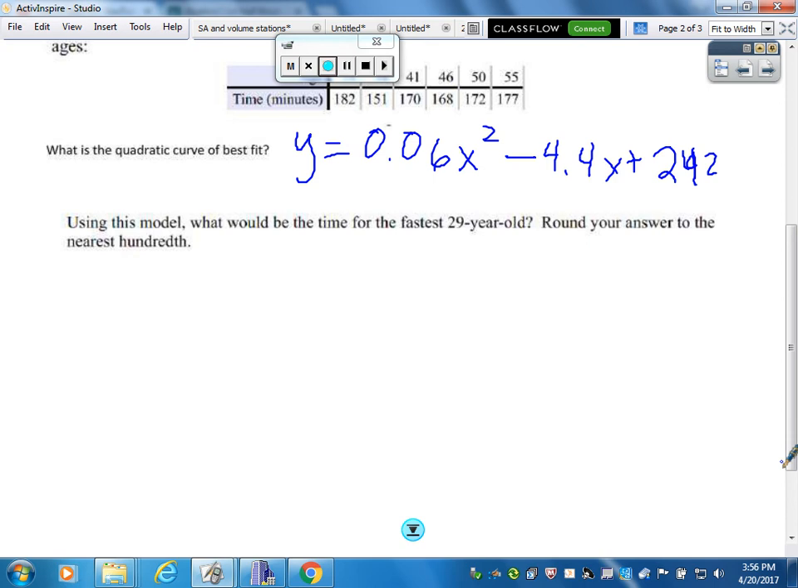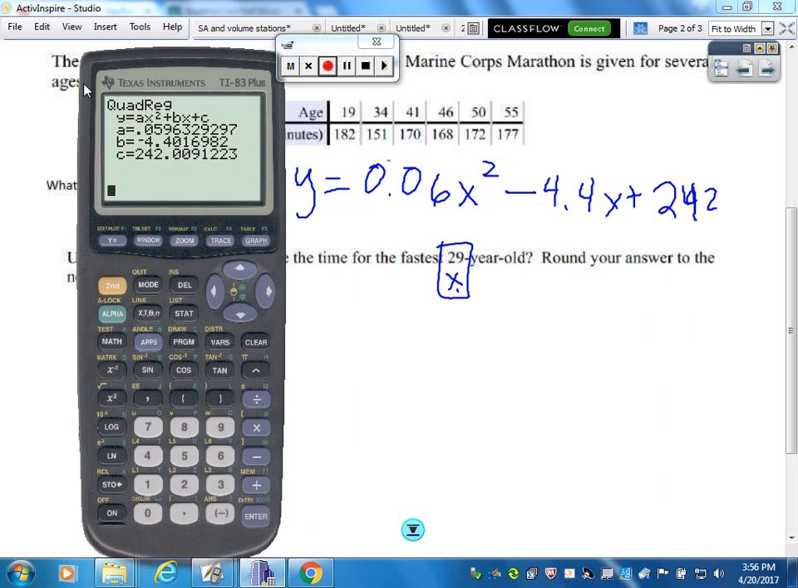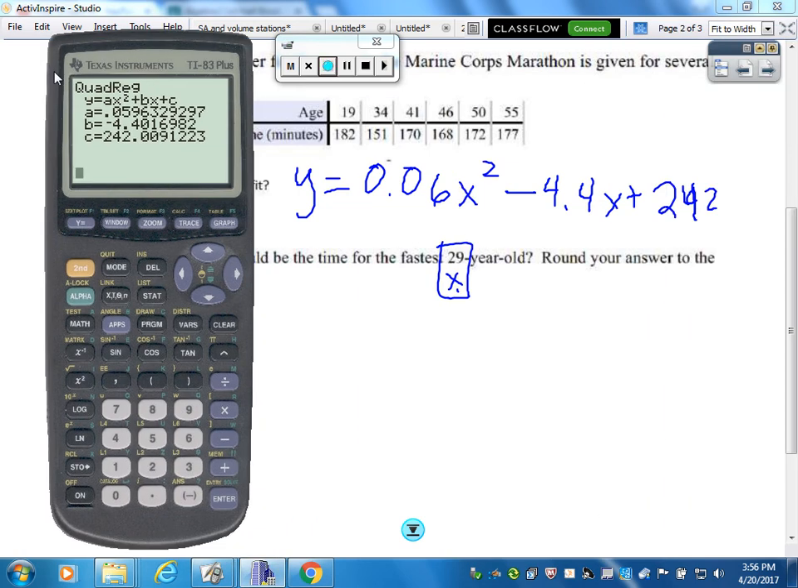The next thing we want to do is, using this model, what would be the time for the fastest 29-year-old? So we're looking at time for a 29-year-old, which is going to be our x value again. So x is going to be 29. We're going to take that and plug it in here. So to our calculator, we've got 0.06 times 29 squared minus 4.4 times 29, and then plus 242.